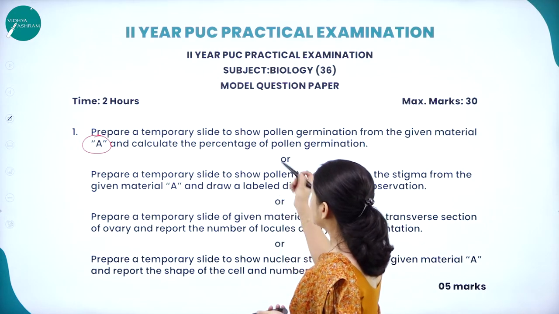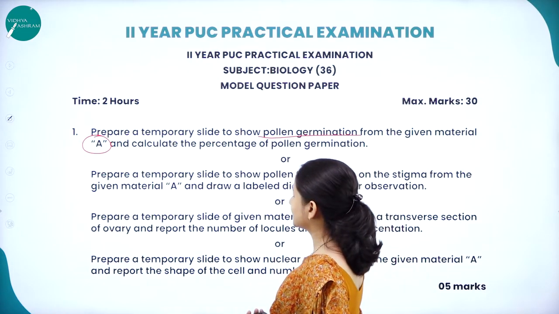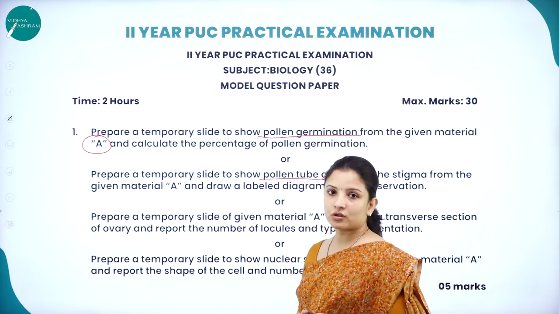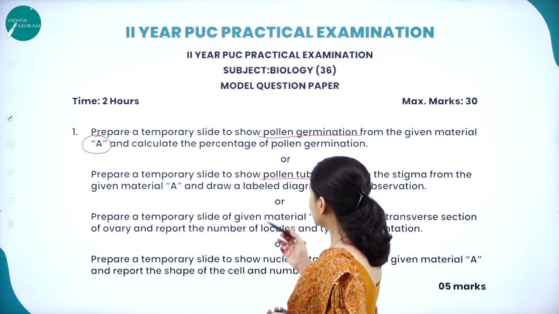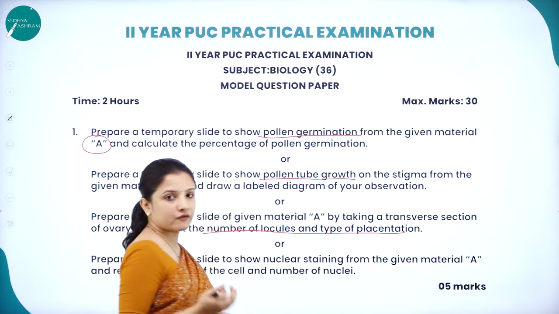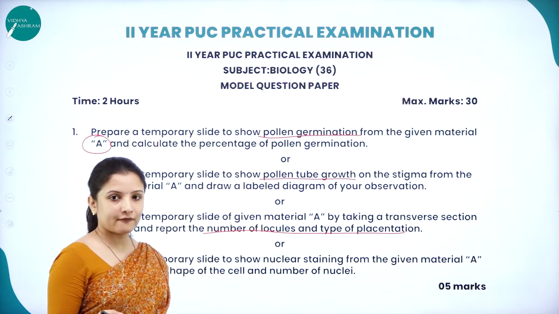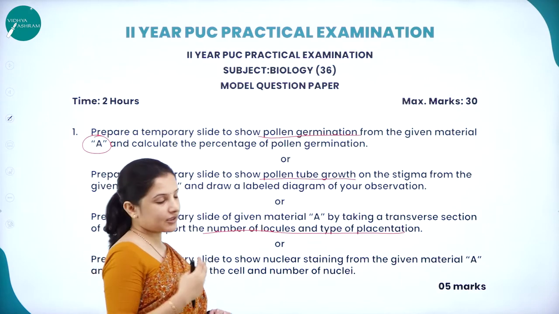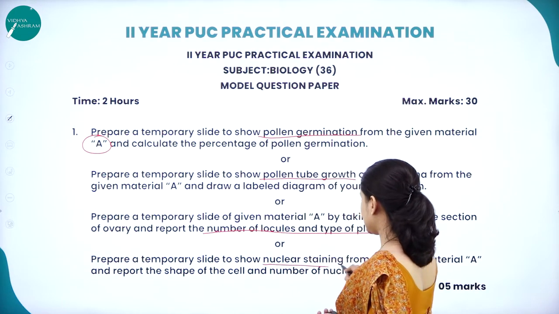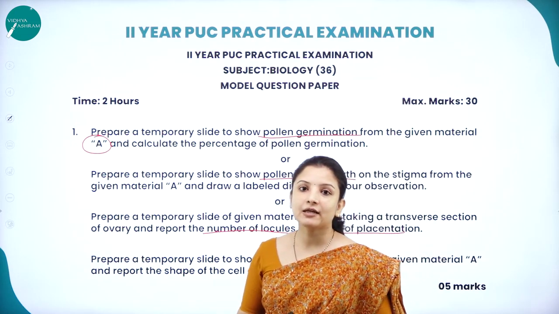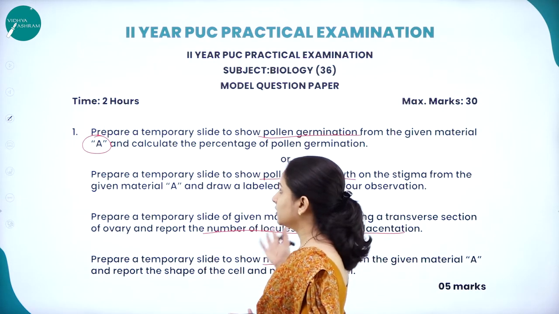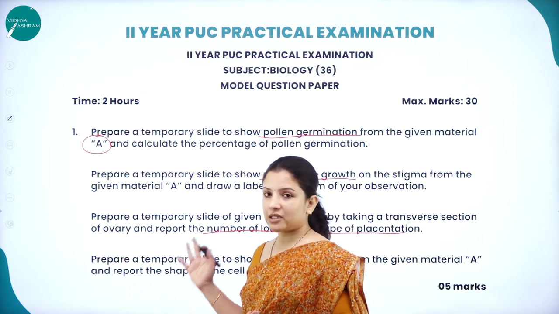So you have the pollen germination experiment. Then you have to show the pollen tube growth. That is also an experiment under this. Then you have to take the cross section of the ovary and show the number of ovules in it and what type of placentation is there. That is also there. And one more experiment is nuclear staining. So out of these 4, any one each student will get based on your luck, that is the chit system. So this is about question number 1, experiment A.